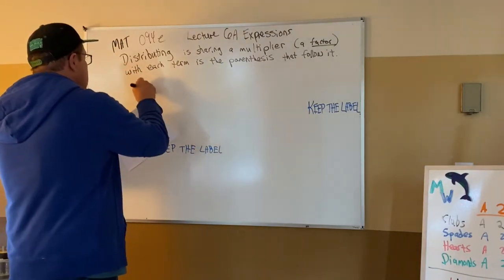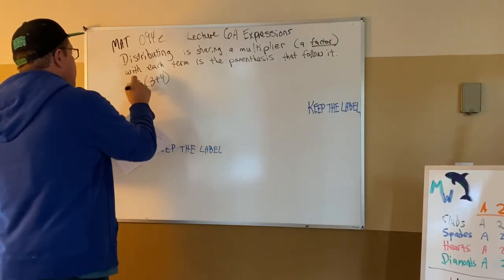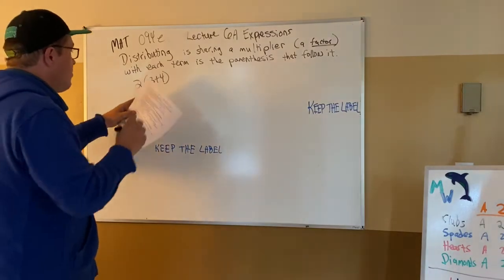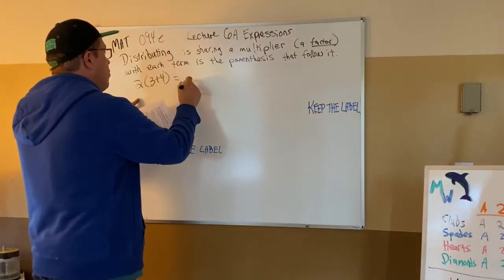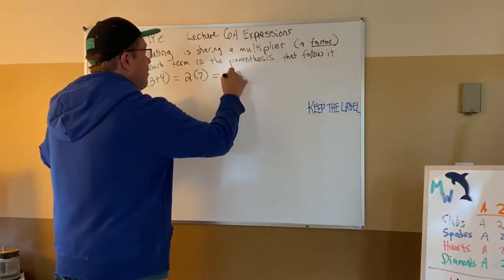Let's look at 2 times 3 plus 4. And let's figure out what order of operations, which you might call PEMDAS, would tell us to do with that. 2 times 3 plus 4, with parentheses around the 3 plus 4, will get me 2 times 7. 2 times 7 is going to let me double the 7 and get 14.